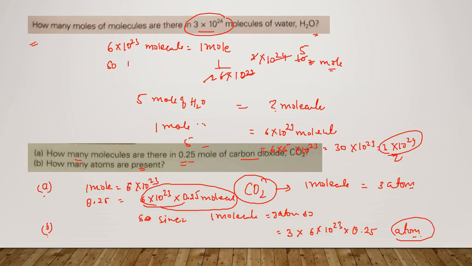So whenever such a question is asked, always try to figure out the number of molecules, because if you know the number of molecules, you can figure out how many atoms there are overall. Based on the formula you can tell how many atoms there are, and you just multiply it. If you have any doubt, leave a comment and we'll see that.